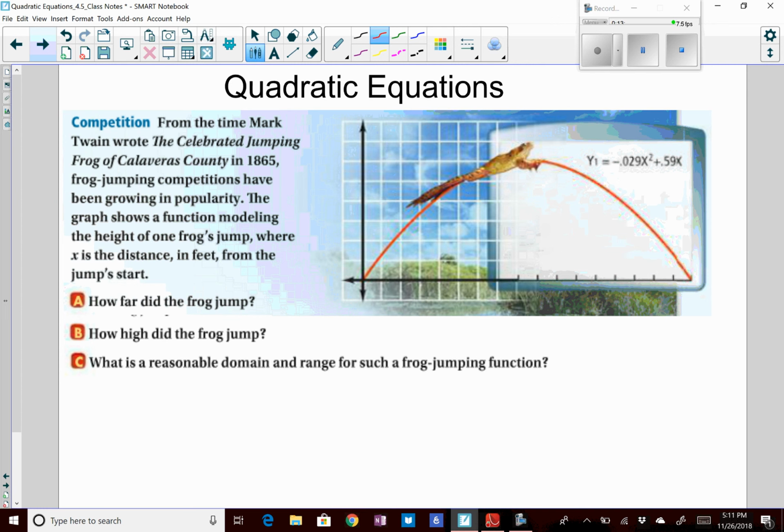So the first thing they're asking for is how far the frog jumped. So if X is the distance that the frog jumped, we want to see from the starting point how many feet it took until he landed at this part of the graph here. So the best thing we could do is take the equation and put it in our own calculators, and then we can do some analysis on it.